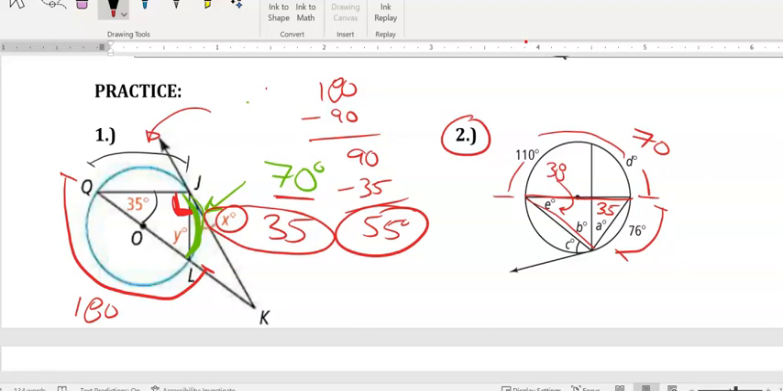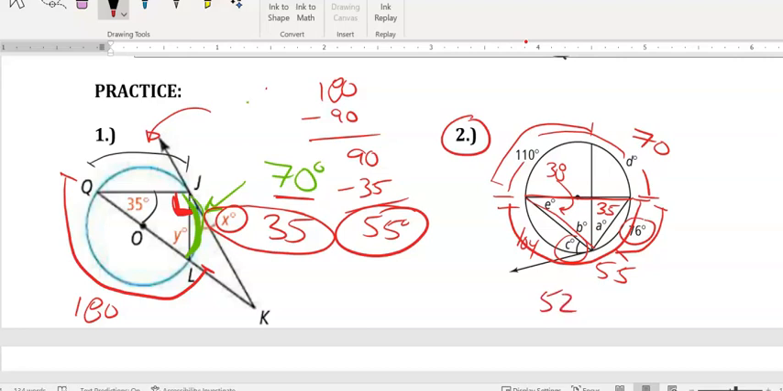B is corresponding, if you shoot out those chords, it's going to correspond to the 110. So B is going to be how many degrees? 55. And lastly, I know that this going all the way to here is 180 degrees. You have 76 of that accounted for. How much do you have left? 104. So the arc is 104, and the angle must be half of that. So it's going to be how many degrees? 52 degrees.